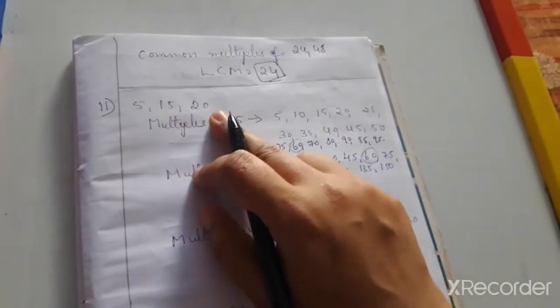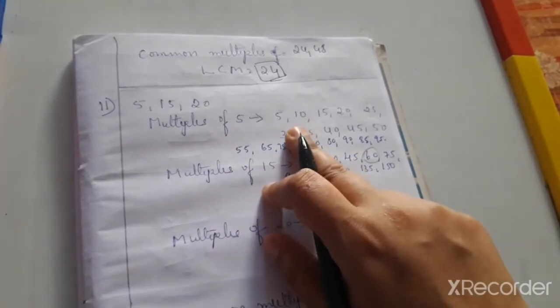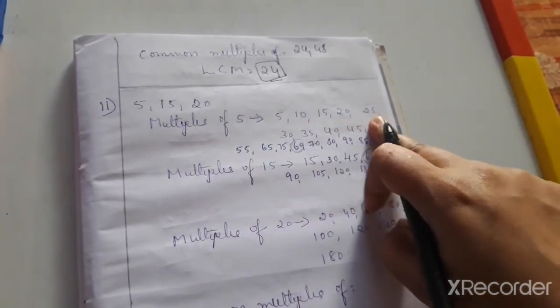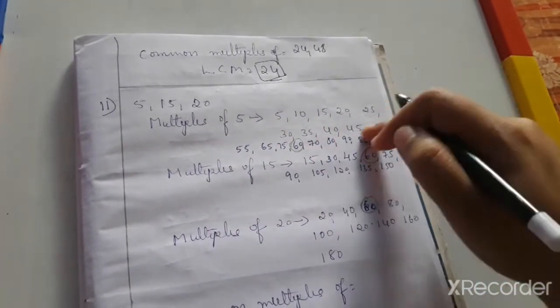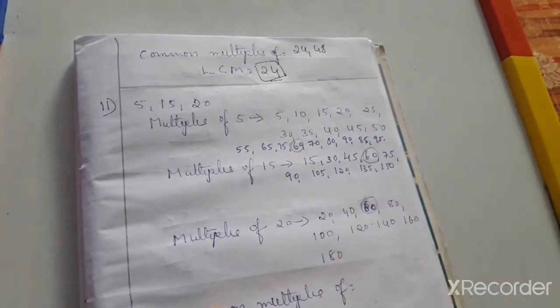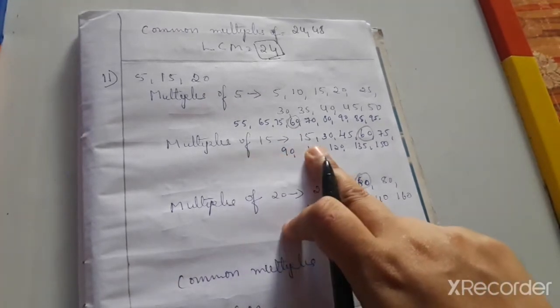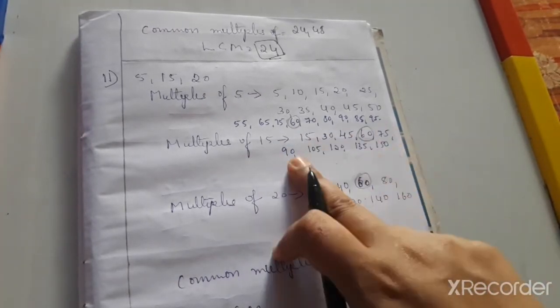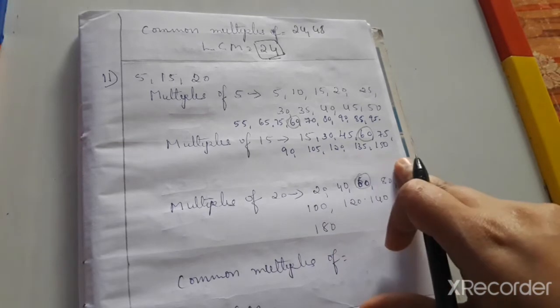Next, the 11th question: 5, 15, 20. Multiples of 5 we have to write, which means 5 ones are tables: 5, 10, 15, 20, 25, 30, 35, 40, 45, 50, 55, 65, 75. Okay, we can extend. And multiples of 15 we have to write: 15, 30, 45, 60, 75, 90, 105, 120, 135, 150.